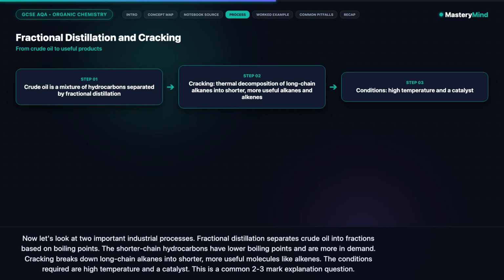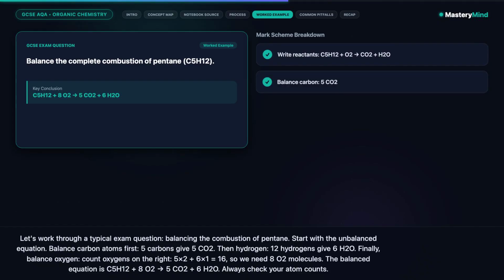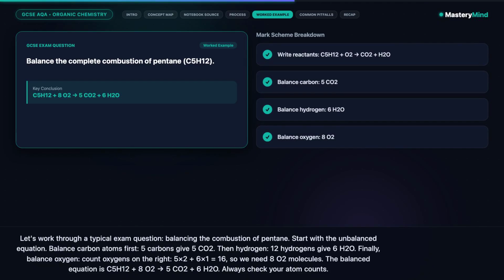Let's work through a typical exam question, balancing the combustion of pentane. Start with the unbalanced equation. Balance carbon atoms first. 5 carbons give 5 CO2. Then hydrogen, 12 hydrogens give 6 H2O. Finally, balance oxygen. Count oxygens on the right. 5 times 2 plus 6 times 1 is equal to 16, so we need 8 O2 molecules. The balanced equation is C5H12 + 8O2 → 5CO2 + 6H2O. Always check your atom counts.